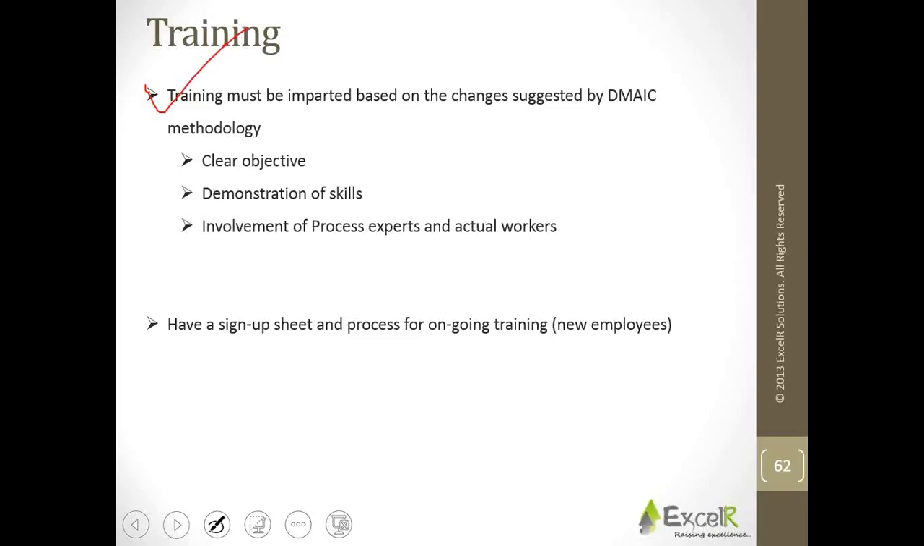Training must be imparted based on the changes. Whatever changes have happened to your process, you have improved the process by implementing Six Sigma. Based on that improvement, try to come up with a clear, objective demonstration of skills and try to involve all the process experts and actual workers in training. You alone cannot train a team of 2000 odd people, right? So you need process experts and workers themselves, involve them in trainings. Then the interest will increase.